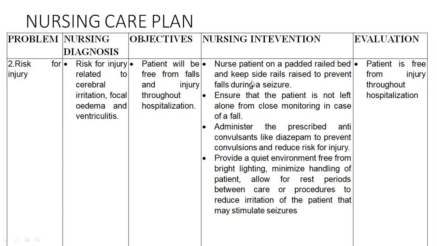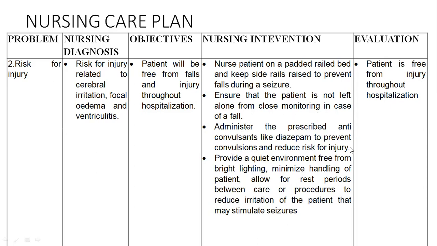What will be our nursing interventions? We need to nurse this patient in a padded railed bed, as we do with all patients that are susceptible to seizures. We put them in a padded railed bed so that even if they have seizures and convulse, they will not injure themselves. They will not fall off the bed, and as they bang onto the rails of the bed, it actually has pads that will cushion the impact. Then we'll need to ensure that the patient is not left alone, for close monitoring in case of a fall.